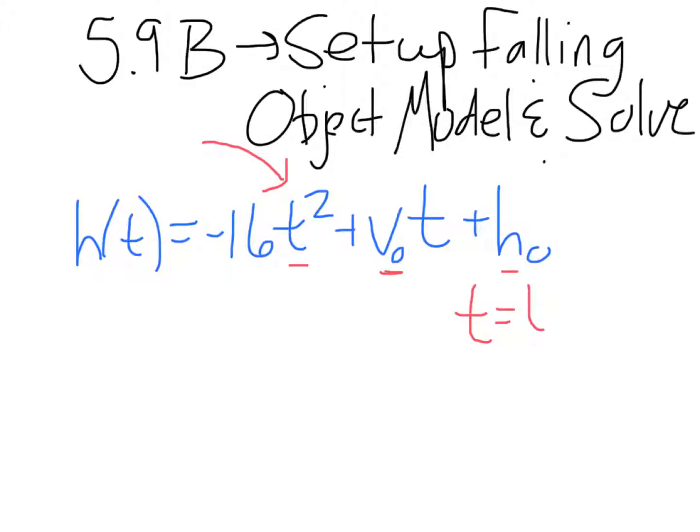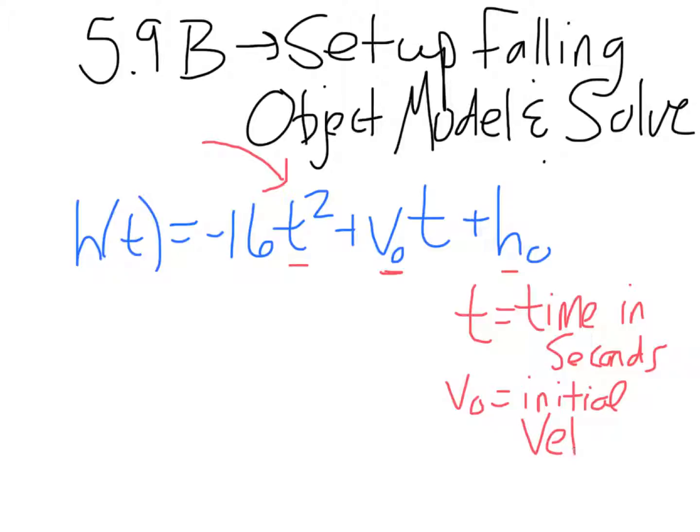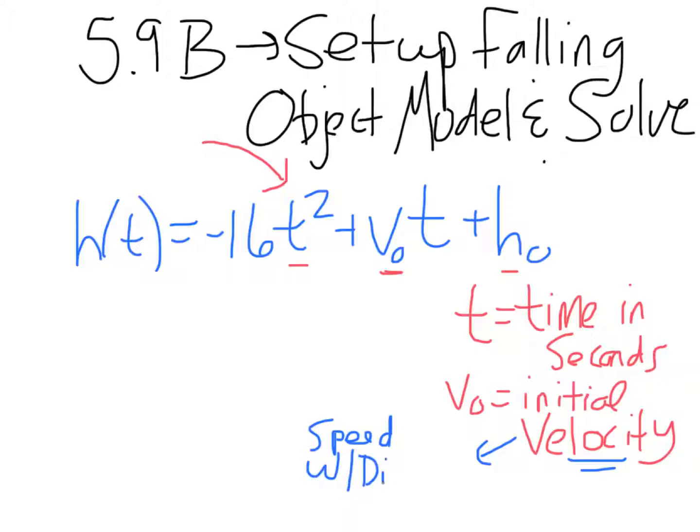T is going to be time in seconds. V sub o is initial velocity. And velocity is speed with direction. So, for example, if something is thrown upward, that would be a positive direction, and I want to know how fast it was thrown upward. If it's thrown downward, it would be a negative direction. And then the last variable to define is h sub o, which is our initial height.